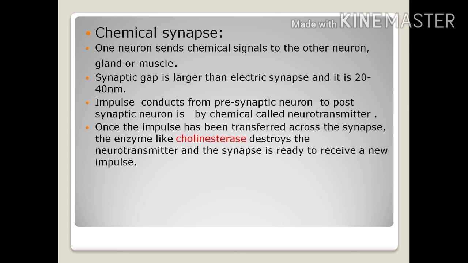So, from the comparison, we know that the chemical synapse is slower than the electric synapse. Here, the gap is larger than in an electric synapse. This process is done by neurotransmitter, whereas in an electrical synapse the conduction of impulses is carried by ions or charged molecules. So students, you can learn here the basic parts of the synapse. Basically there are two types, chemical and electric, and the diagram is very important. It can be asked in a board exam.